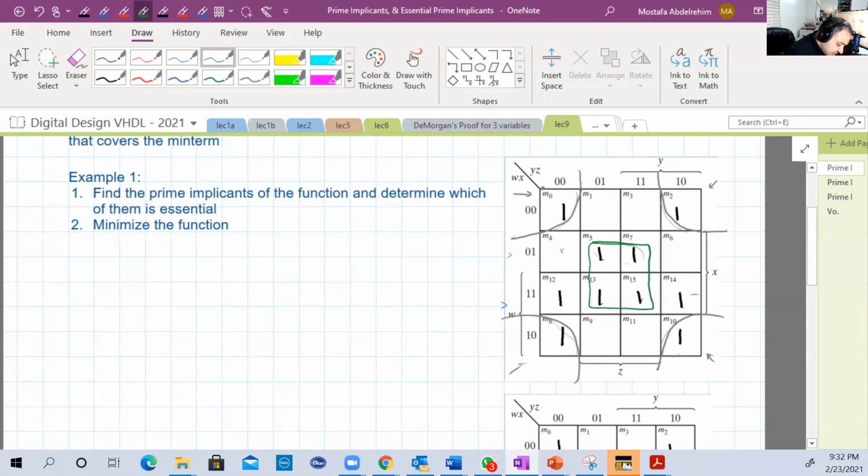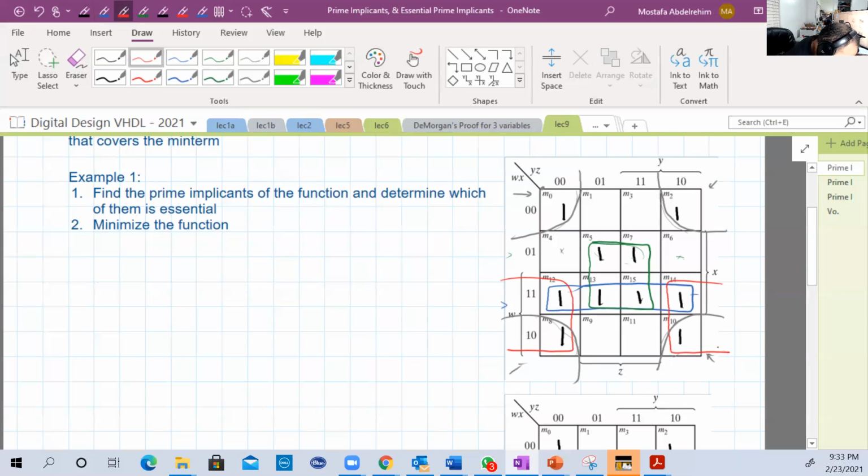So the second element in that row and the third element in that row belong to this green. Then this is a free cell. Then let's go to the third row. This one here can be grouped with two groups. It can be grouped with these four ones, and also with these four ones. So we get two other prime implicants now.